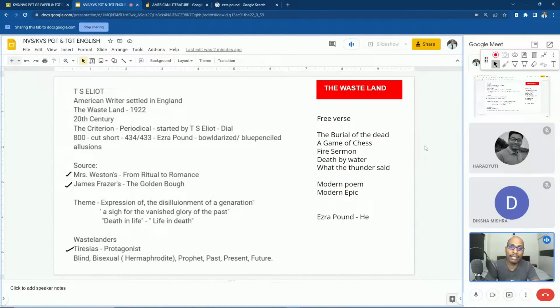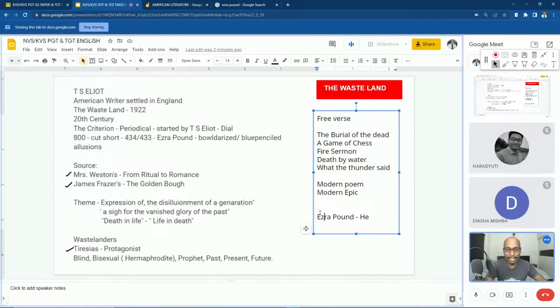The Burial of the Dead, A Game of Chess, The Fire Sermon, Death by Water, What the Thunder Said are the 5 parts the poem was divided into, and it is considered to be a modern poem, and it is also known as a modern epic, and it was dedicated to Ezra Pound. This is important information from the examination point of view.